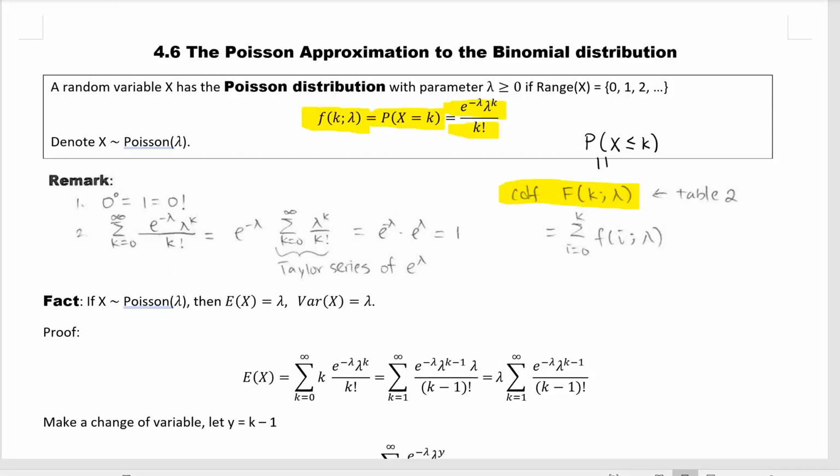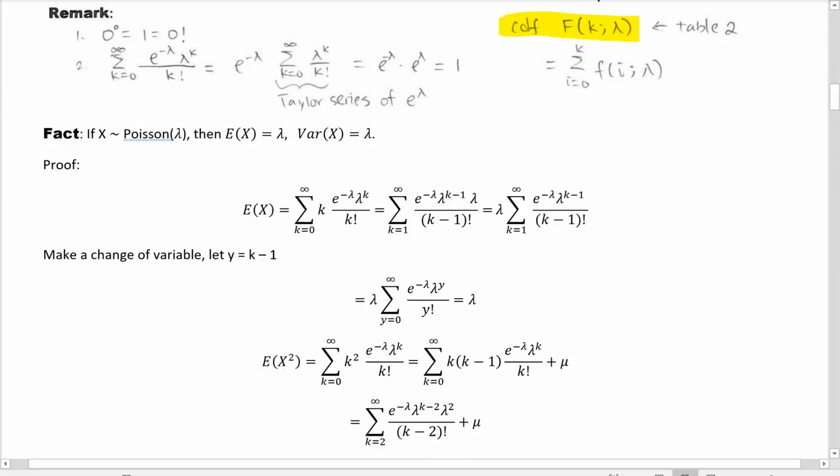So actually, you can just look at your table. Table 1 is the CDF for binomial distribution up to n equals 20, and table 2 is for the Poisson distribution. If you can see the distribution in the table, then for those distributions we can use CDF to compute. Otherwise, we use PMF to compute. And we know that for Poisson distribution, the mean and variance are both lambda.